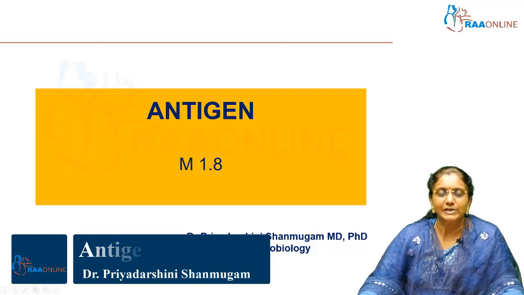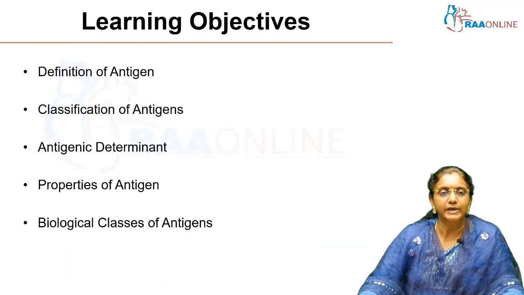The topic for the present discussion is antigen, and this is an important topic under immunology in microbiology. I propose to cover it under the following headings: the definition of an antigen, how we classify antigens, determinants of antigenicity, the properties of an antigen, and the biological classes of antigens.